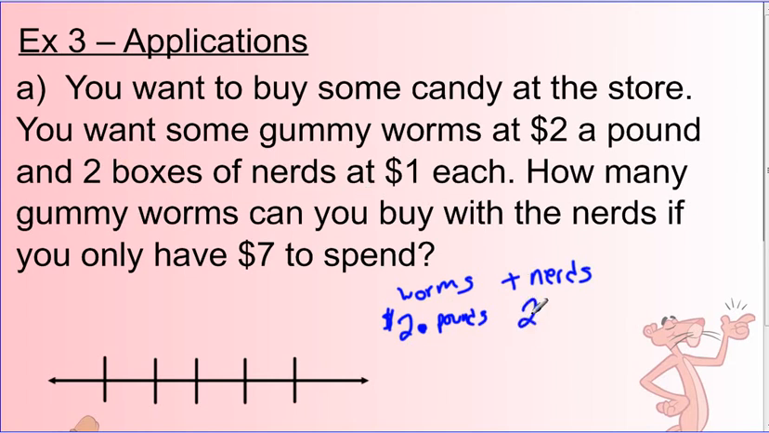They cost $1 and I'm buying 2 of them. It actually says I'm buying 2 boxes of nerds. It doesn't say some random number of nerds. It says I'm buying 2 boxes of nerds at $1 each. How many gummy worms can you buy with the nerds if you only have $7 to spend? So I need my worms plus my nerds to be less than or equal to $7.